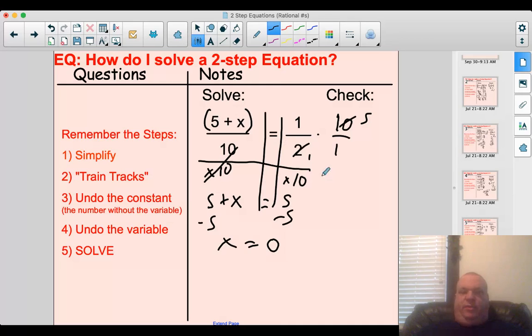Let's make sure it works. So if I replace the x with a 0, I would get 5 over 10 has to equal 1/2. Well, hopefully you can see that as a fraction that reduces to 1/2. So that works.